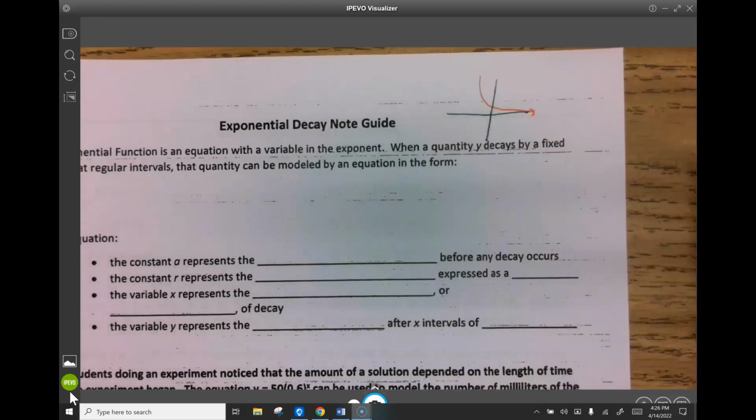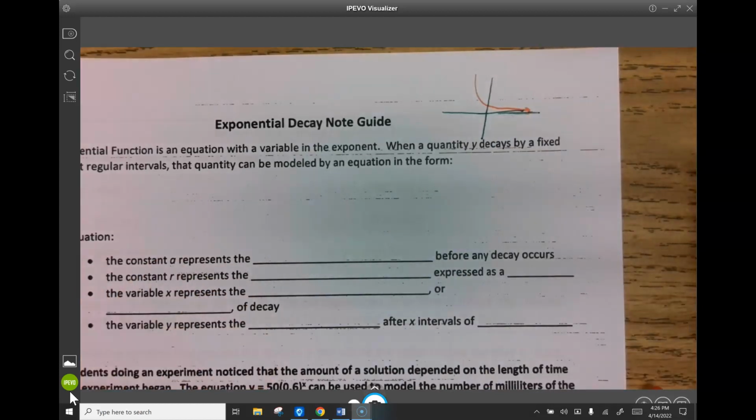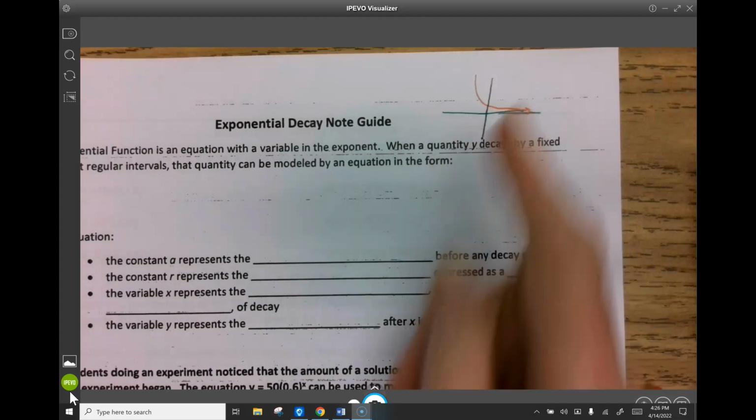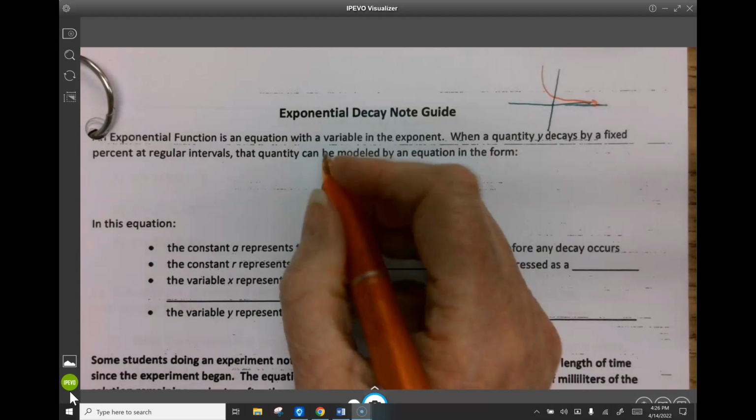Okay, that's not touching. Pretend like that's not touching. Okay, if I draw it straight, there you go. So your exponential decay, of course, is going to come down, which totally makes sense. Now, if we compare this to exponential growth, it's going to look very similar.